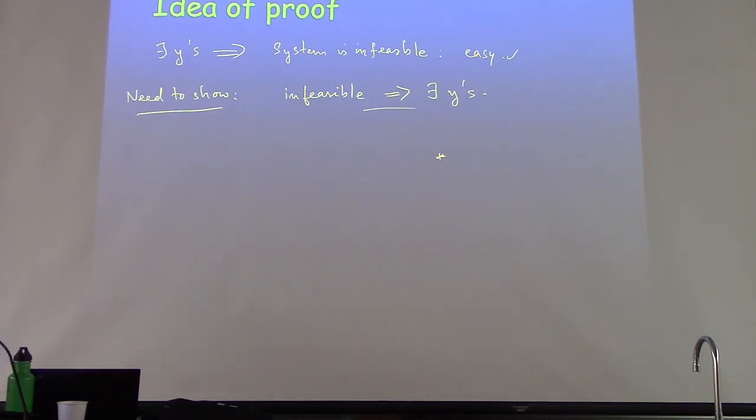So how could we go about showing this? How do you guys think? In some sense, if the system is infeasible, then you have to find multipliers like this, right? You've got to construct these y's from the knowledge that there is no solution like this. If you think about it, this is actually tricky.